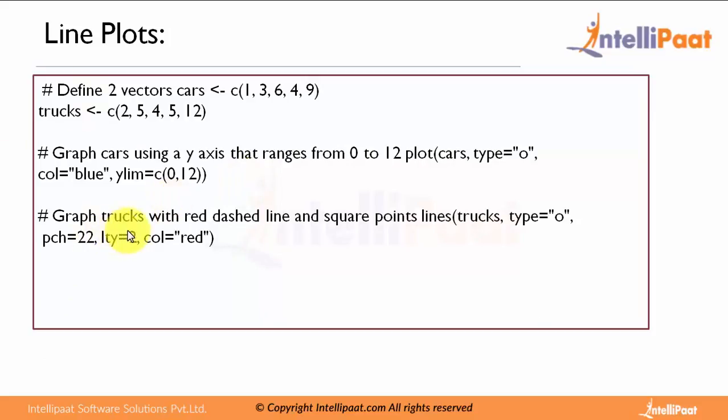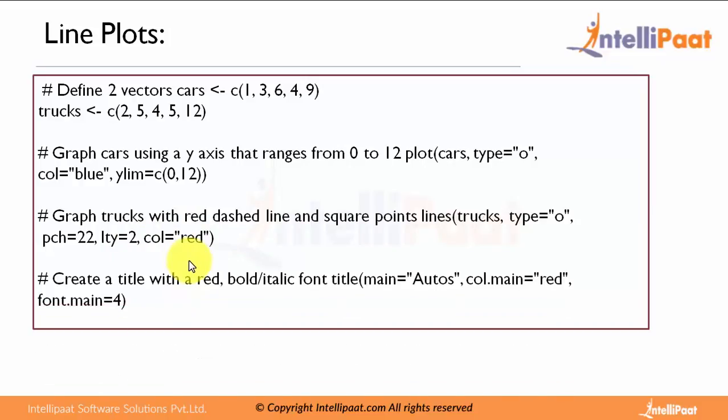Now we added more lines. This time I'm using a vector trucks and type is equal to o. Then here essentially we're talking about the type of line, that is, this is for the dotted line. The moment you change 2 to 1, this will be a solid line. Then we're talking about the color of the line, is it red, blue, whatever you want. Then we added some main title to the plot.